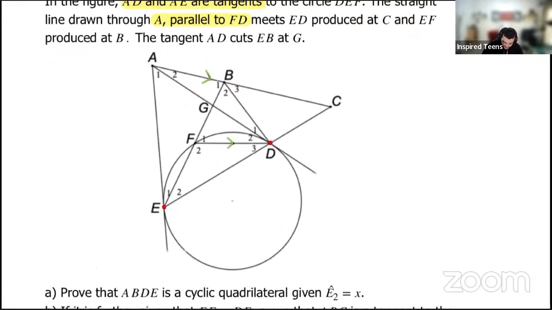Prove that ABDE is a cyclic quadrilateral given that E2 is equal to X. Okay, ABDE. Given that E2 is equal to X. Okay, so this.